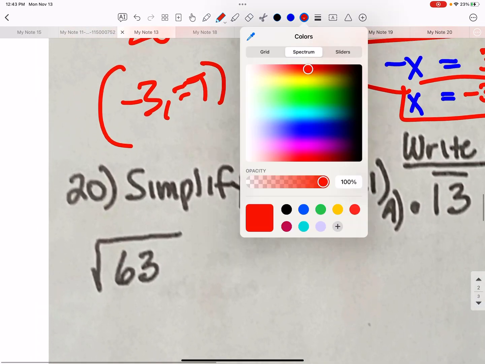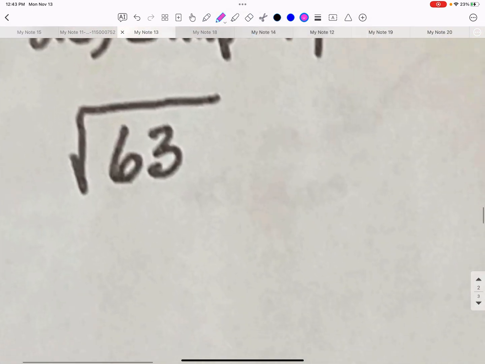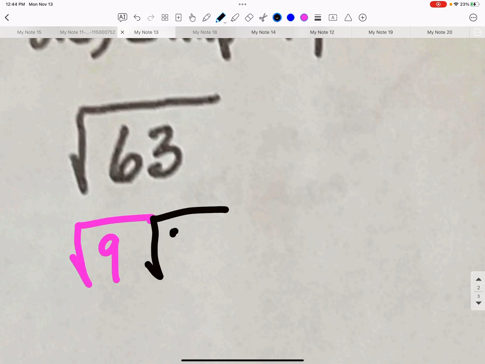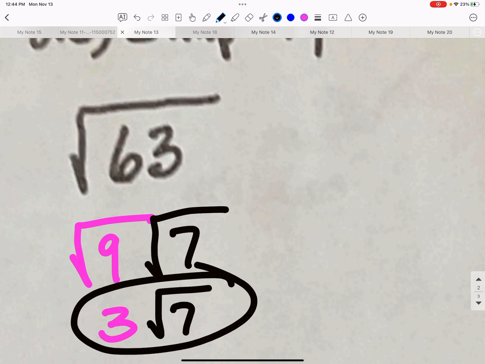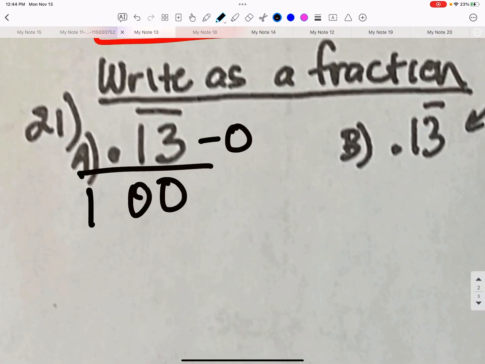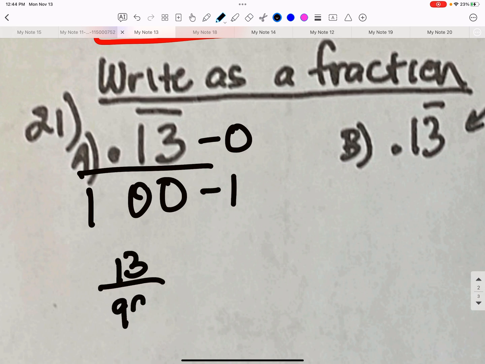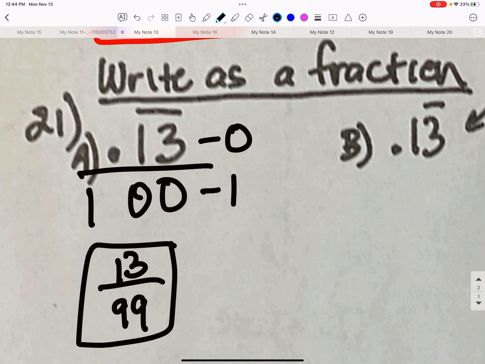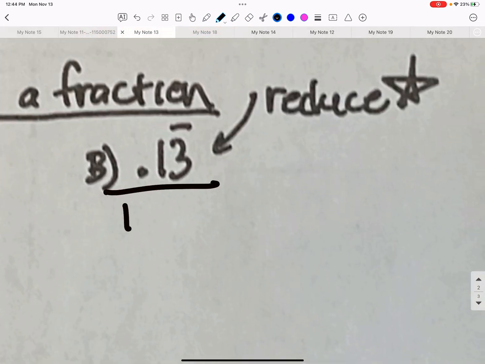Next one. You got to split these into pink numbers. This is square root of 9 times the square root of 7. We use 9 first because the square root of 9 is just 3. So 3 times the square root of 7. This one, 1, 0, 0, those are the spots. Nothing in the 13 is uncovered, just the 1 in the 100 is uncovered, so this is 13/99.